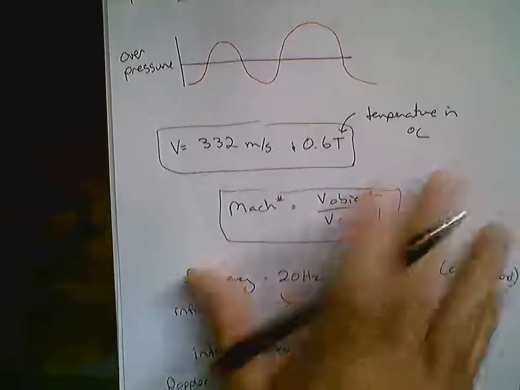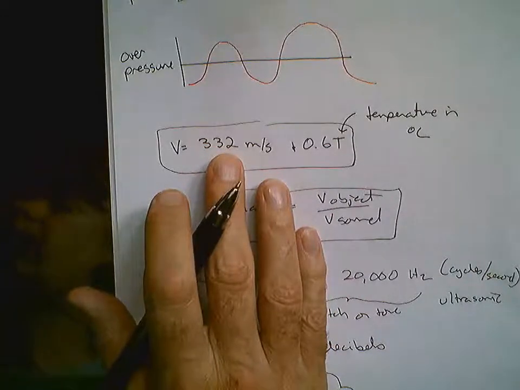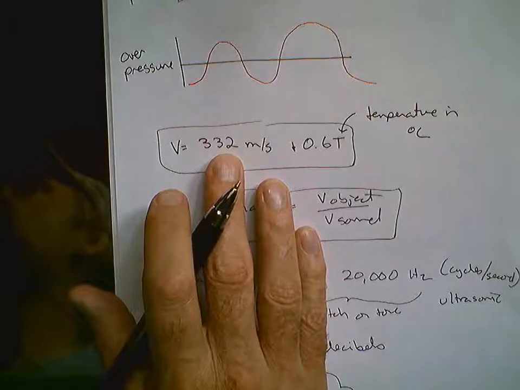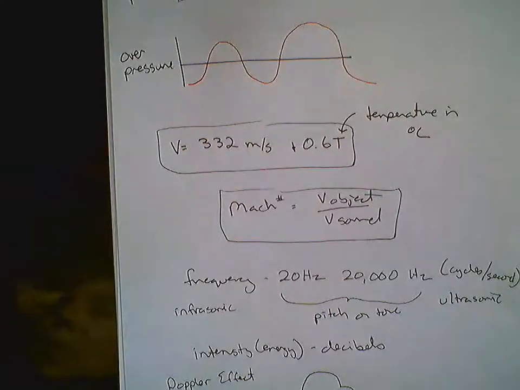Now, if we take a look at the velocity of sound in air, sound travels faster in a solid than it does in a liquid, than it does in air. In air, sound travels with a velocity of 332 meters per second.